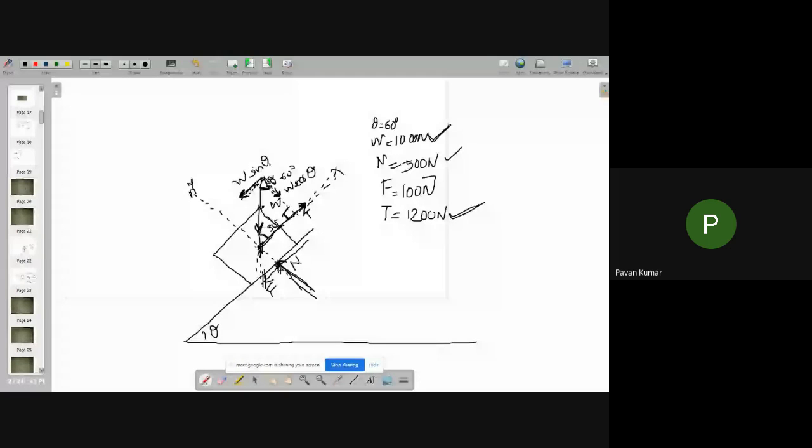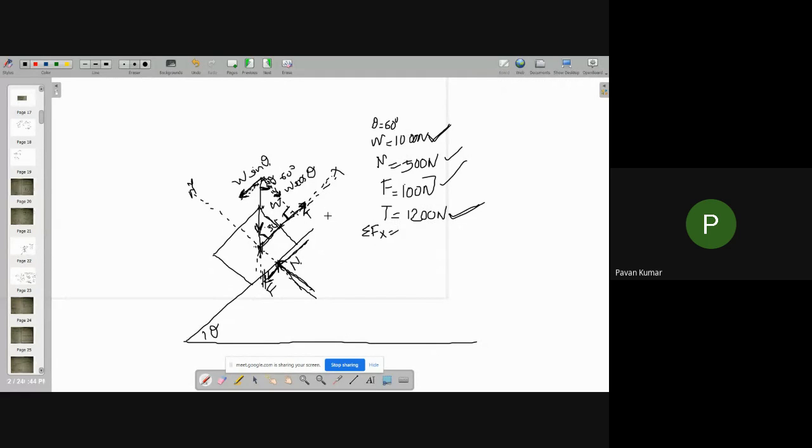Now the force F, which is parallel to the x axis, so there won't be any component along the y axis. So we know all the forces. Now we have to sum up the Fx forces.